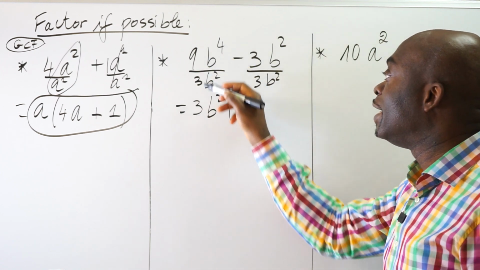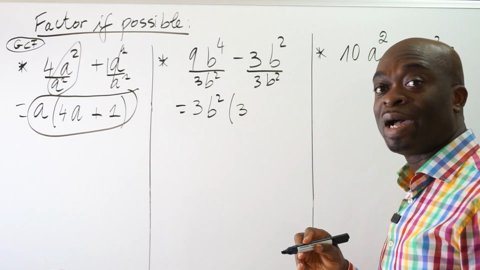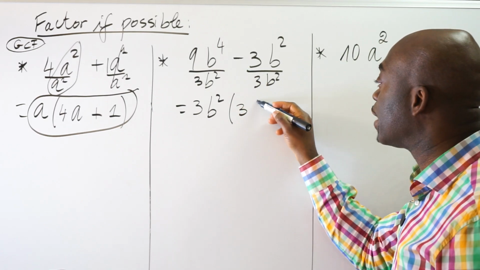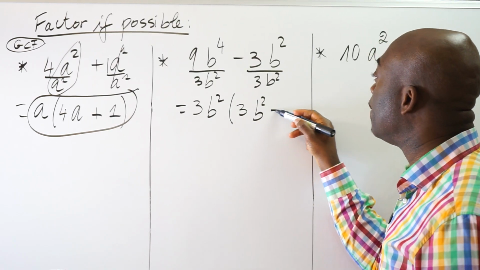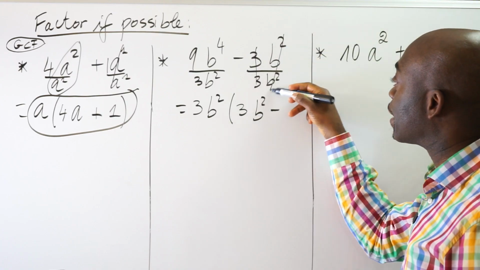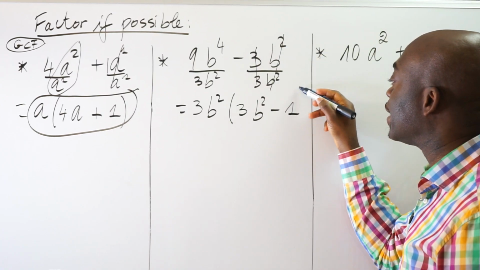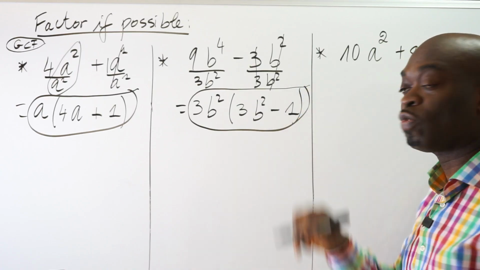So let's go for it. 9 divided by 3 is going to be what? 3. B to the 4th divided by b to the 2nd is going to give you what? B to the 2nd, because 4 minus 2 is 2. Then minus 3b to the 2nd divided by b squared is 1, because anything divided by itself is 1. Ladies and gentlemen, you are finished with this one too.